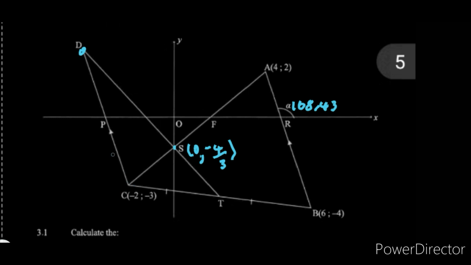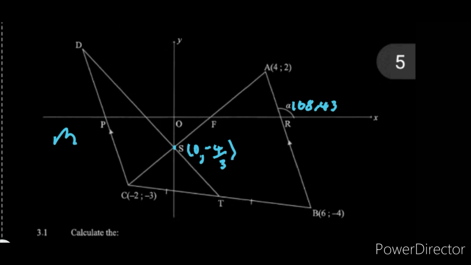But we only have one coordinate. So what do we do? Every time you've got one coordinate and you want to find the gradient, there are other ways to find the gradient. Using 2 points is not the only way of finding the gradient. The other way to find the gradient is if it is parallel to another line or if it is perpendicular to another line. So if it is parallel to another line, you already know that the gradient of this one is the same as the gradient of this one.